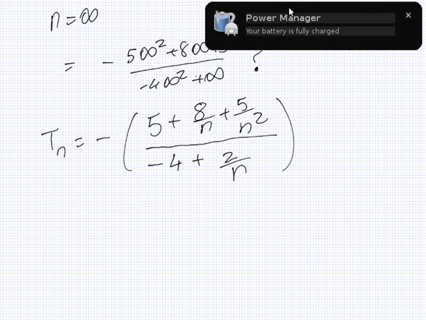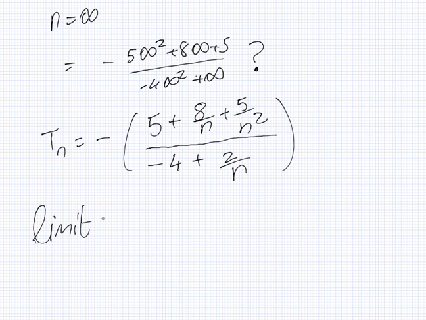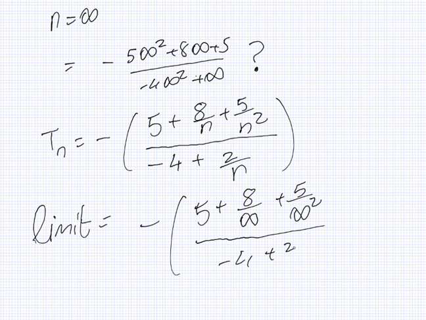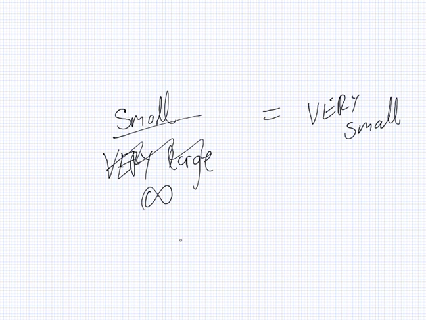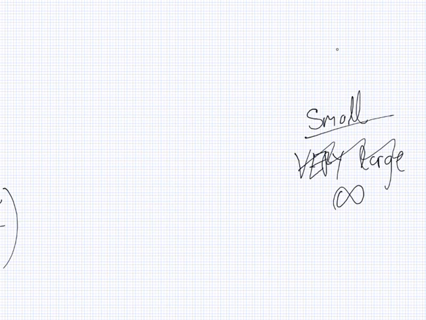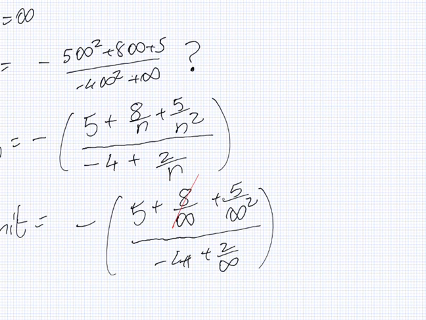Now let me put infinity in. Minus 5 plus 8 over infinity plus 5 over infinity squared over minus 4 plus 2 over infinity. If I have a small number over a very large number, what answer will I get? Small. Very small. So what about instead of very large I have infinity? What will I get here? Zero. Very good. So that's the point. This is 0, this is 0, this is 0, and you're left with 5 over 4. And this is the limit.